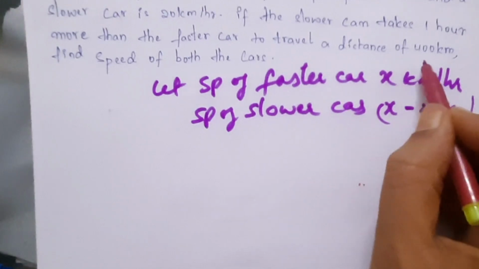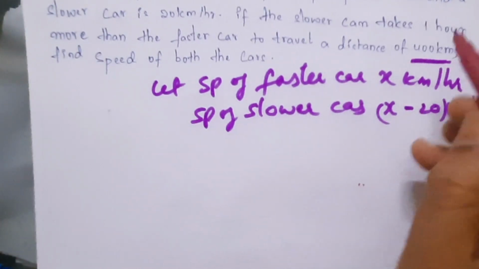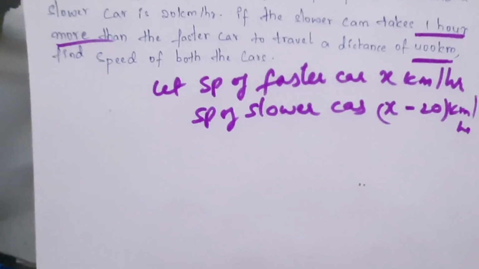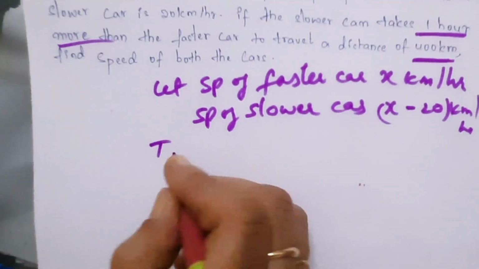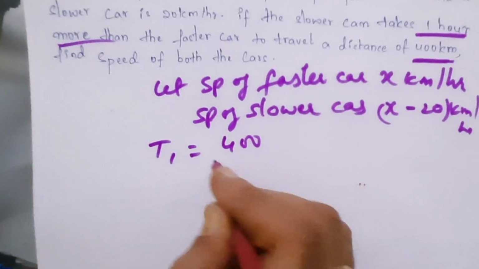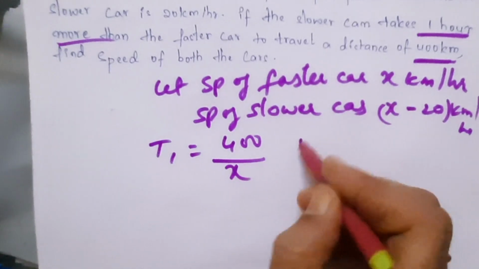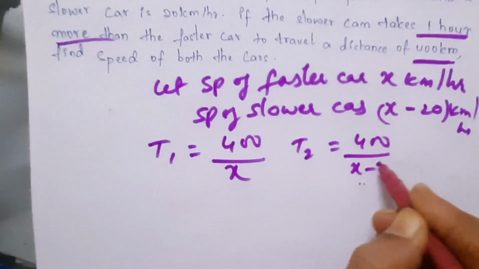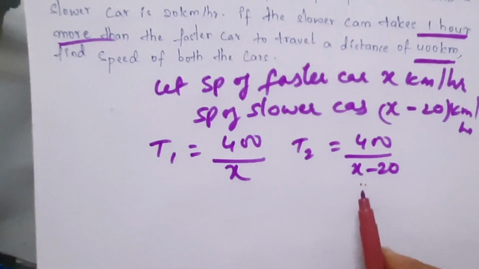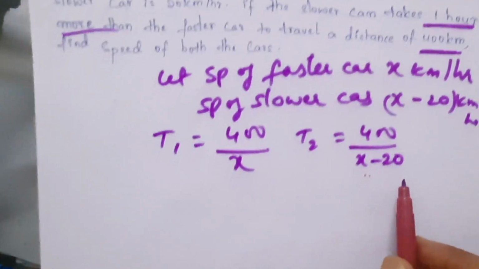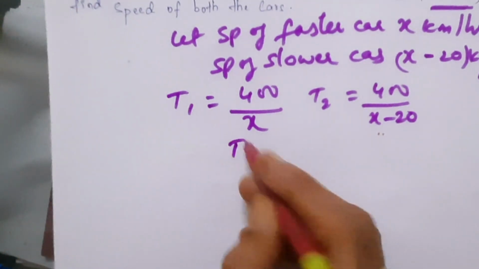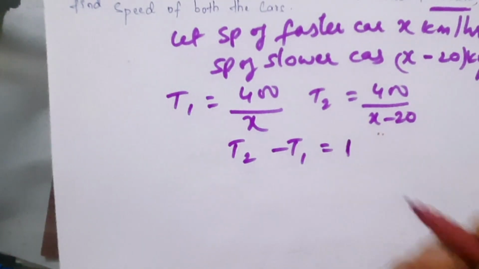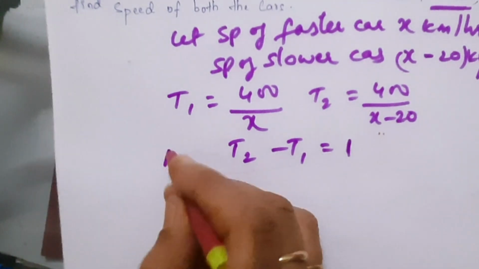Now the distance we need to find out. The distance is given as 400 and there is a time difference of 1 hour. It takes 1 hour more. So our condition is T1 is distance upon speed 1, T2 is distance upon speed 2. As I told you earlier, always the less distance is to be taken first. So T2 minus T1 is the time difference, which is 1 according to the question.